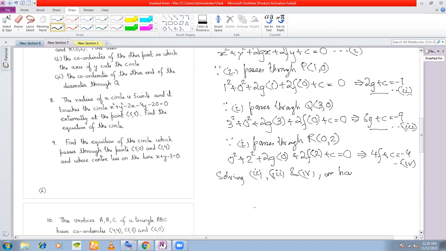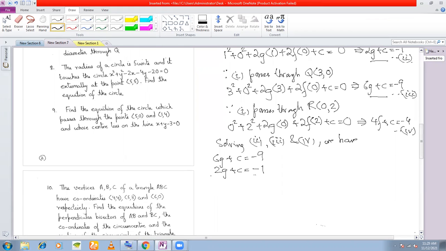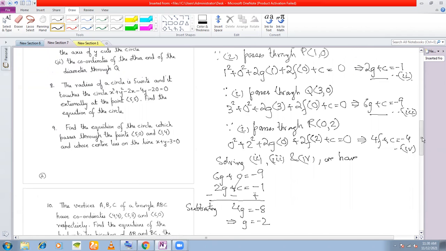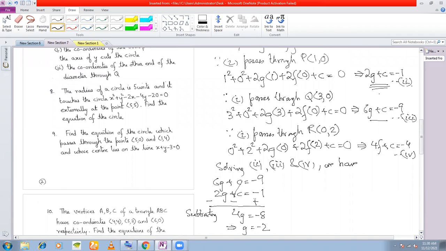Consider the first two equations, 2 and 3. So you get 6g plus c is equal to minus 9, and you have 2g plus c is equal to minus 1. Elimination method, subtract. This cancels. So you get 4g is equal to minus 8. That means you get g is equal to minus 2. So you've got the value of g. Now how do you get the value of c? Put the value of g in any one of the equations. Let us put in 2.